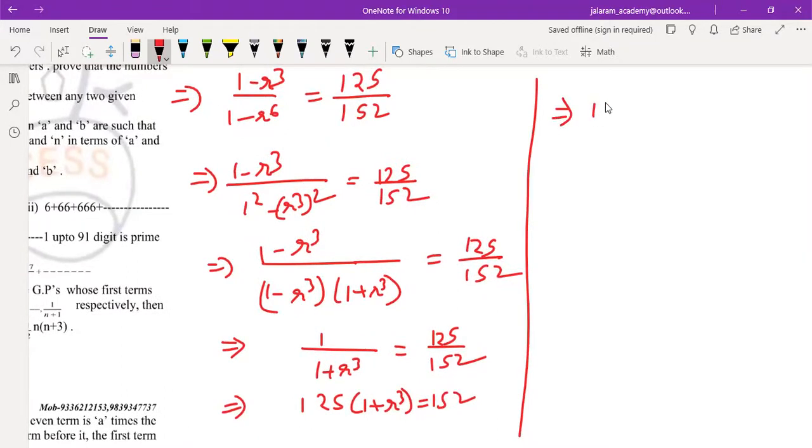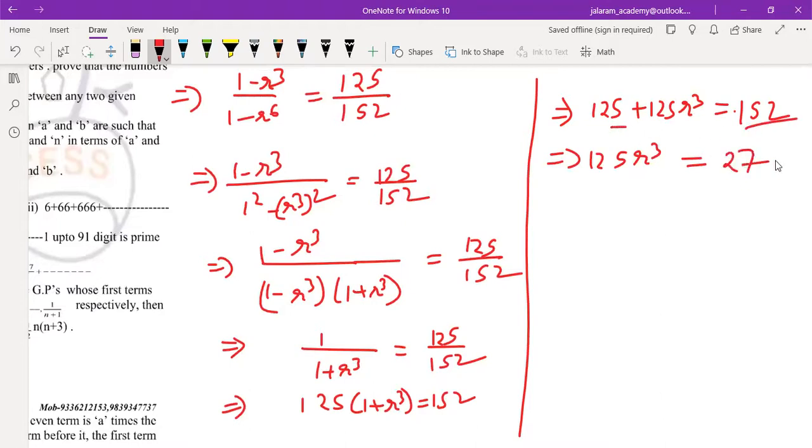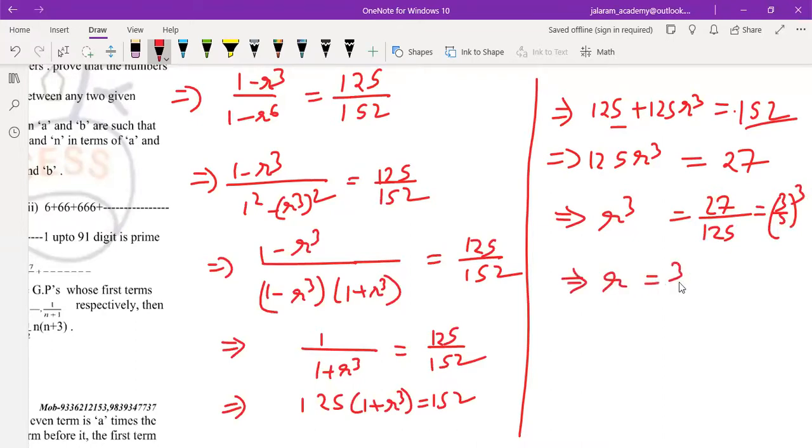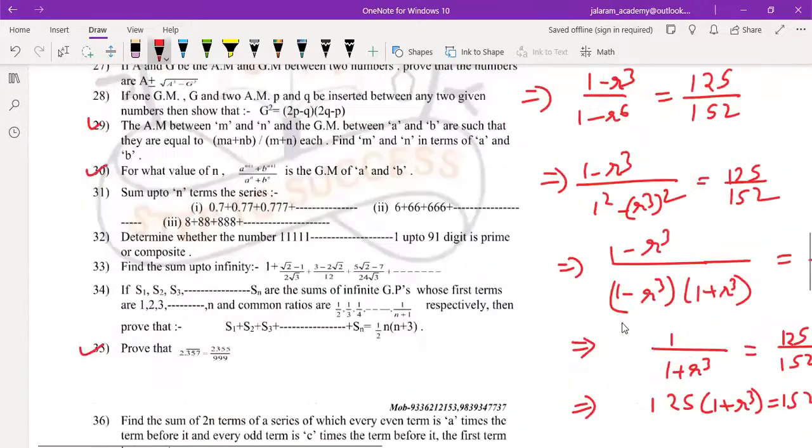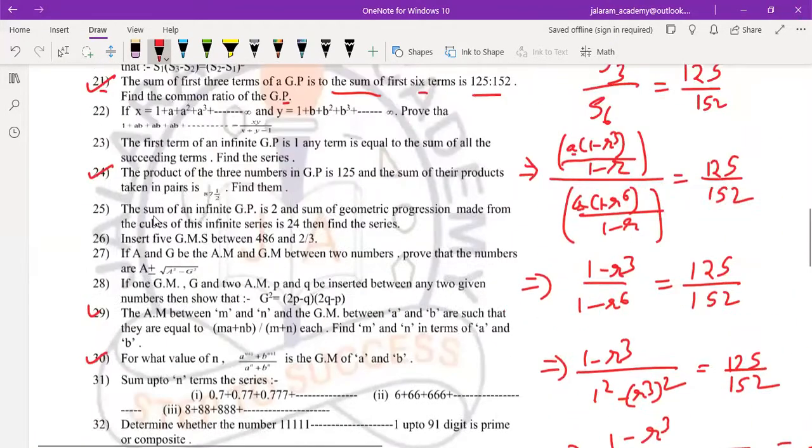So when we open the bracket, 125 plus 125 R cube equals 152. It implies 125 R cube equals 152 minus 125, that is 27. It implies R cube equals 27 upon 125, that is 3 by 5 whole cube. Taking cube root on both sides, R equals 3 by 5. So the common ratio is 3 by 5, which we had to find. Hope you all must have understood this.